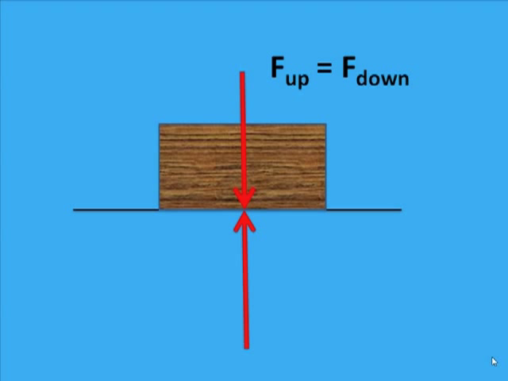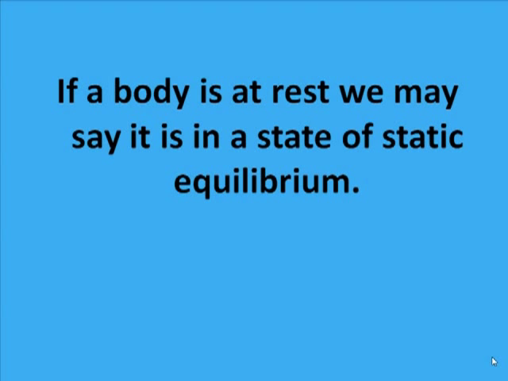This block is not moving. And we can say, if a body is at rest, it is in a state of static equilibrium. In order for something to be in static equilibrium, there are two conditions, and we'll look at the first one right now. It's often called translational equilibrium.